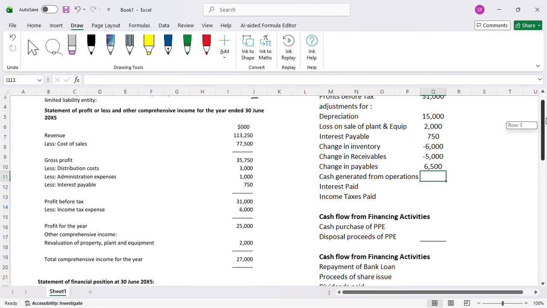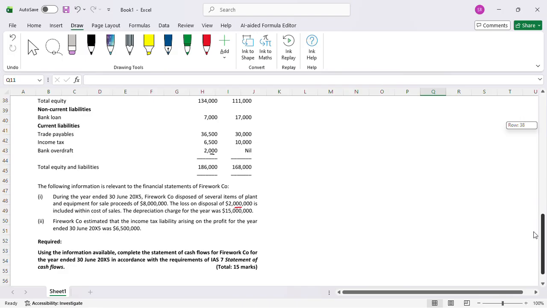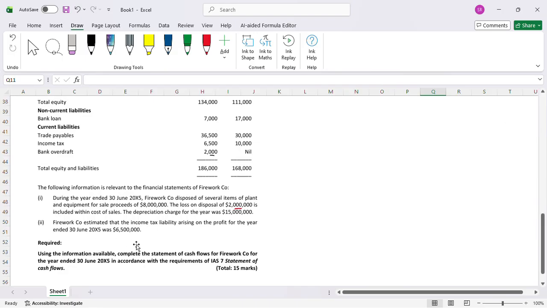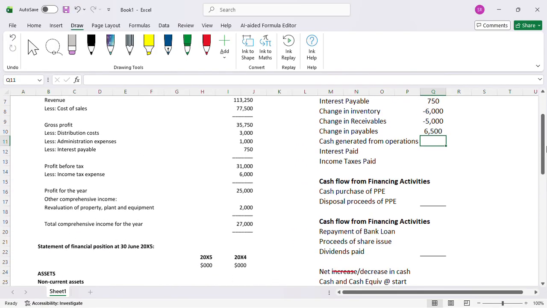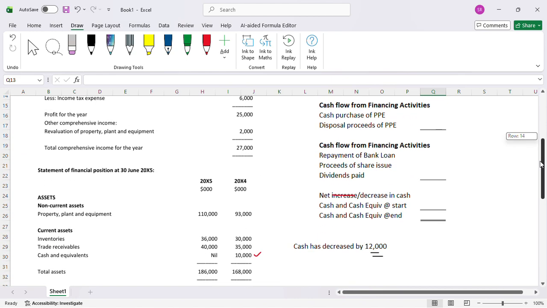Now, do we have anything on interest payment? No. This one talks about tax liability, so we assume that whatever interest is here was also paid, so we'll put that as a negative figure. And what about income taxes? Well, we have an income tax expense of 6,000.